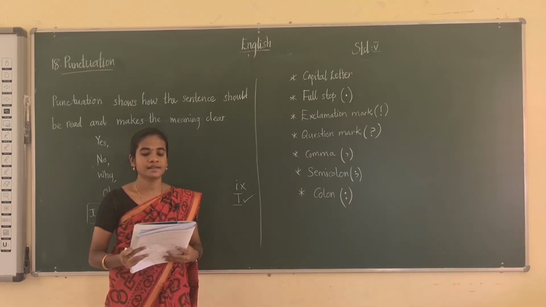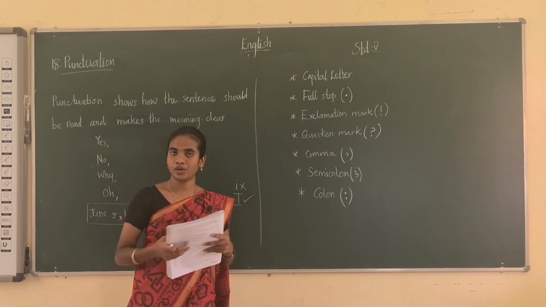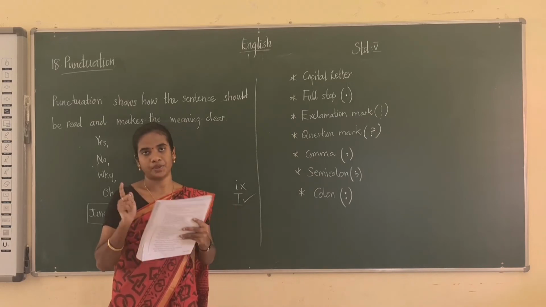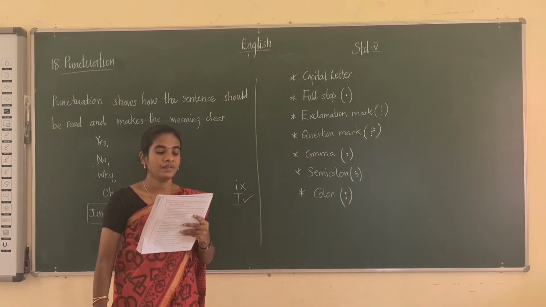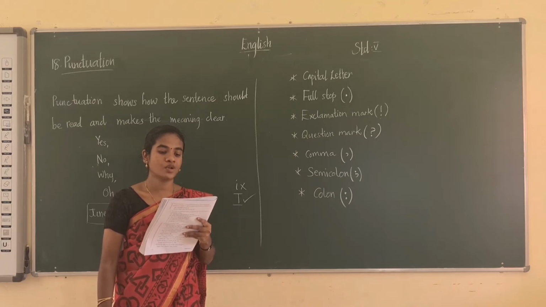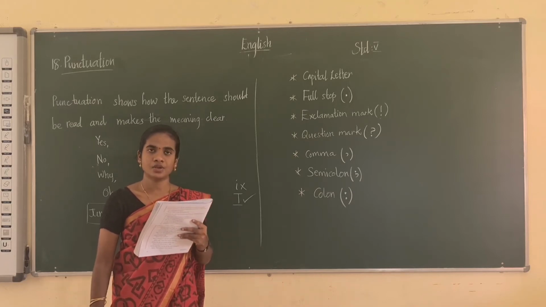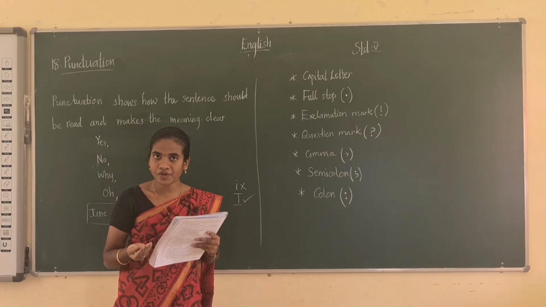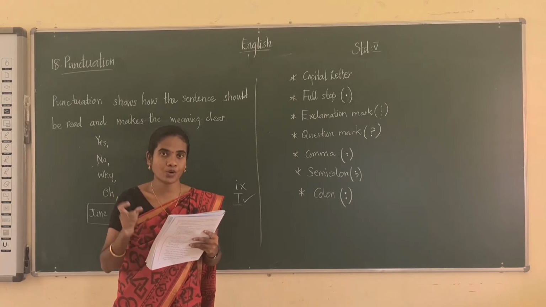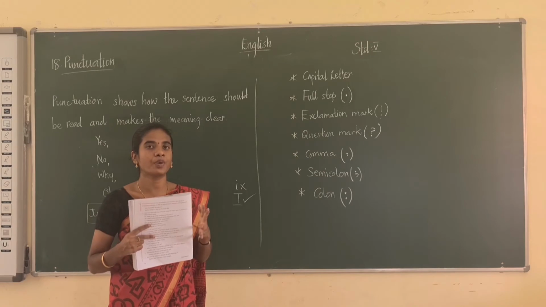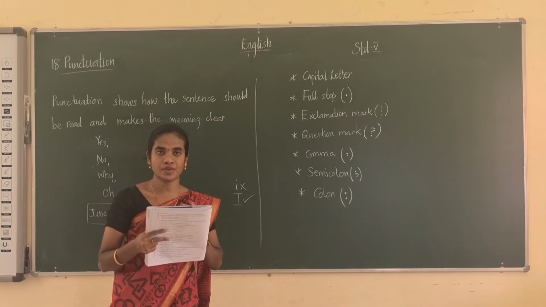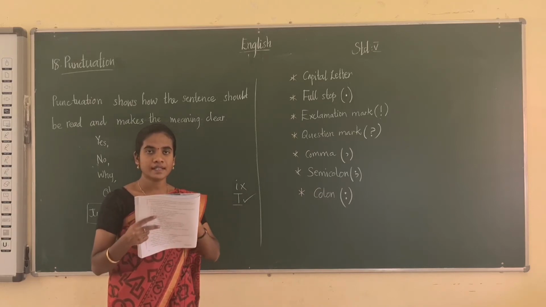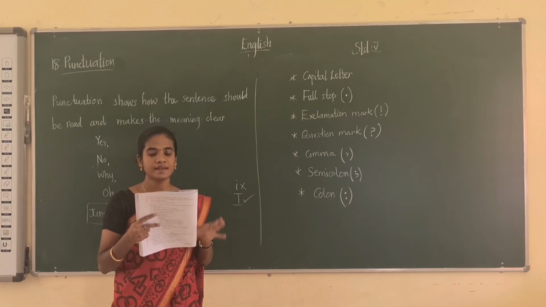Between an independent clause and a dependent clause. You have already studied about independent clause and dependent clause. So in between those two clauses you have to put a comma. See the next one, between two independent clauses when they are joined by a coordinating conjunction. Can you tell me what type of sentence it is? It is a compound sentence. We have already learned simple, compound and complex. When two independent clauses are joined by a coordinating conjunction, it is called a compound sentence. For compound sentences you have to use a comma.